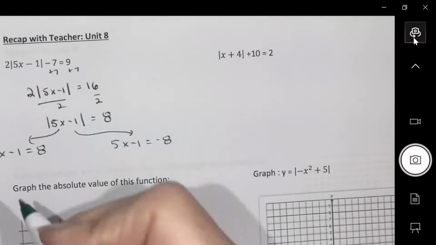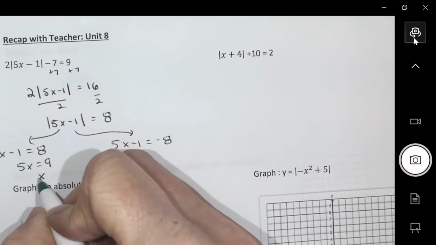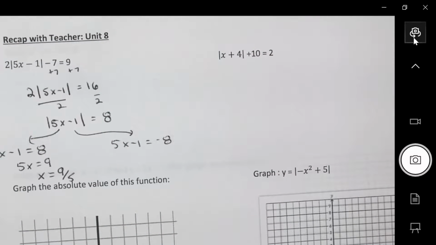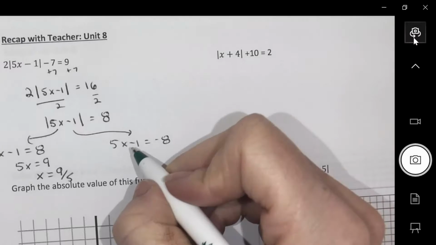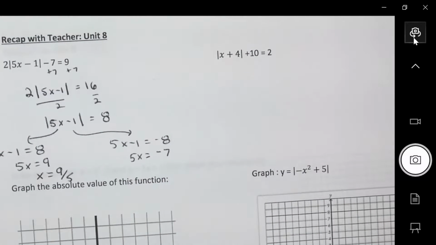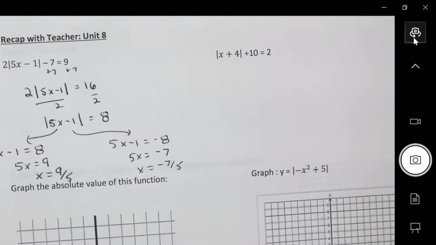Okay, so this one would be add 1, so 9 divided by 5. And this one, if you add 1, it's negative 7 over 5.